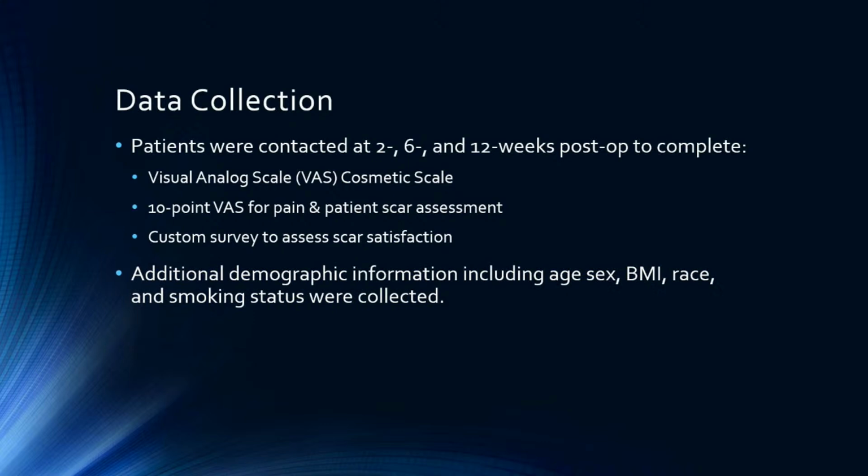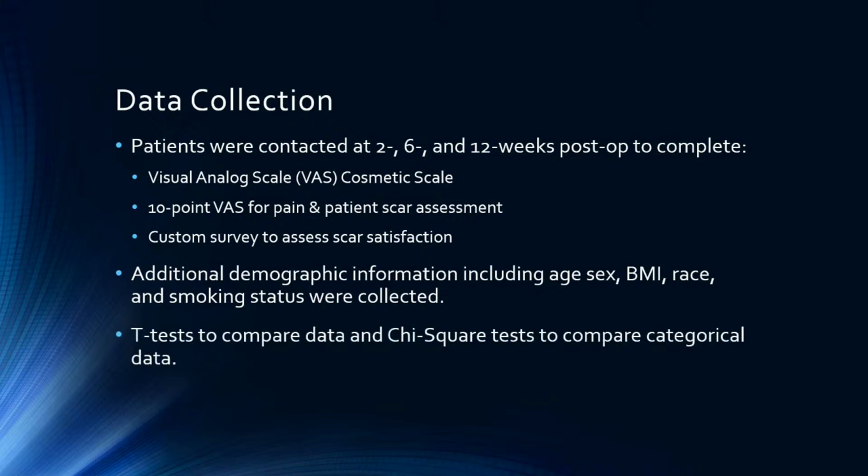Additional demographic information was included, including age, sex, BMI, race, and smoking status, and these were all controlled for within the 2 groups. Smoking status was especially included because it's well known that smoking increases the risk of dehiscence, and it also hinders the wound healing ability. So we wanted to make sure that we could control for that.